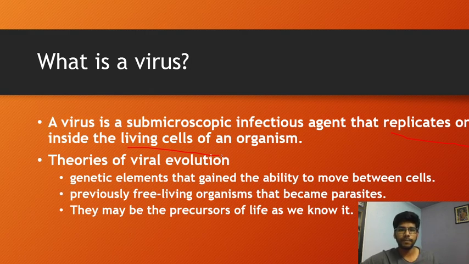Next, the regressive theory, which states that previously free living organisms became parasites. The second theory states that viruses were originally free living organisms. During the beginning, the viruses were free living organisms that became parasites. How did they become parasites? Because they lost genetic material within the due process of time.